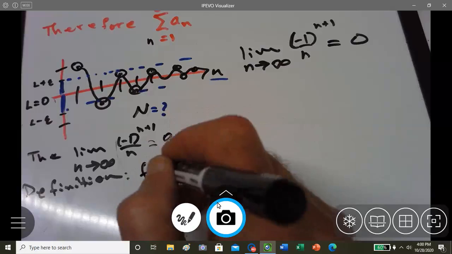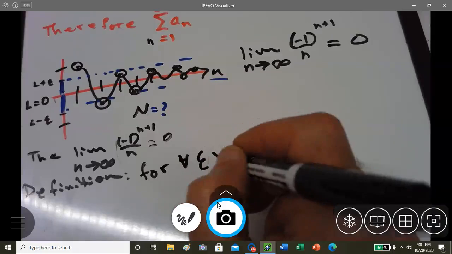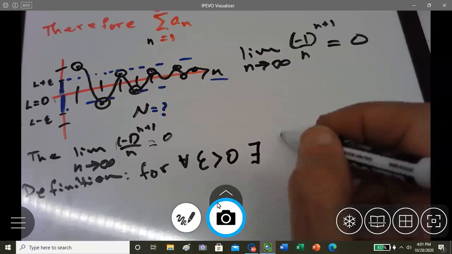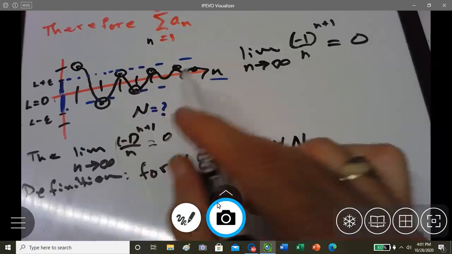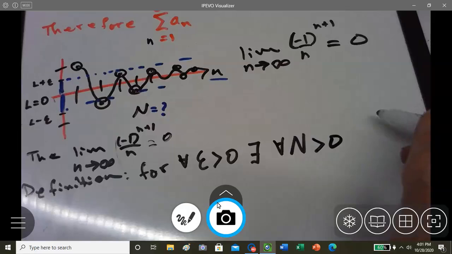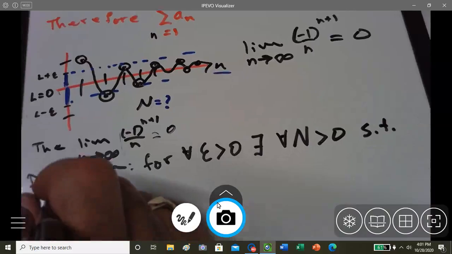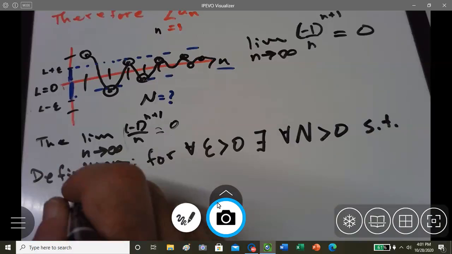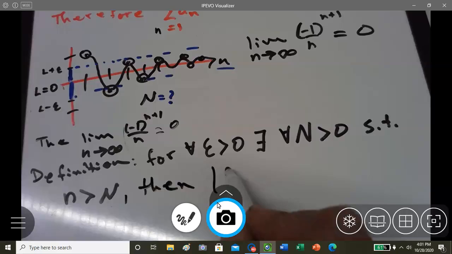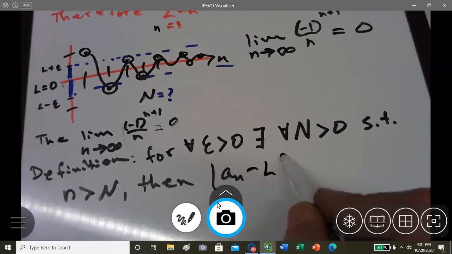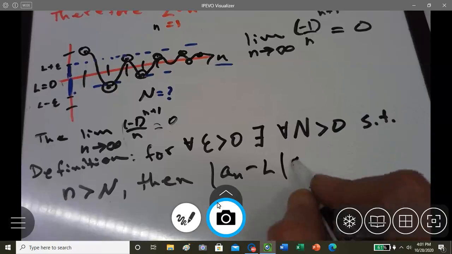So for all epsilon greater than 0, there exists an N, where our limit, where we're going to set our boundary, also has to be greater than 0, such that for our sequence n, 1, 2, and so on to infinity, if n is greater than uppercase N, where we're going to set our boundary, then we have our absolute value. Instead of f of x, we're using our sequence, a sub n, the difference between our sequence and our limit is less than epsilon.